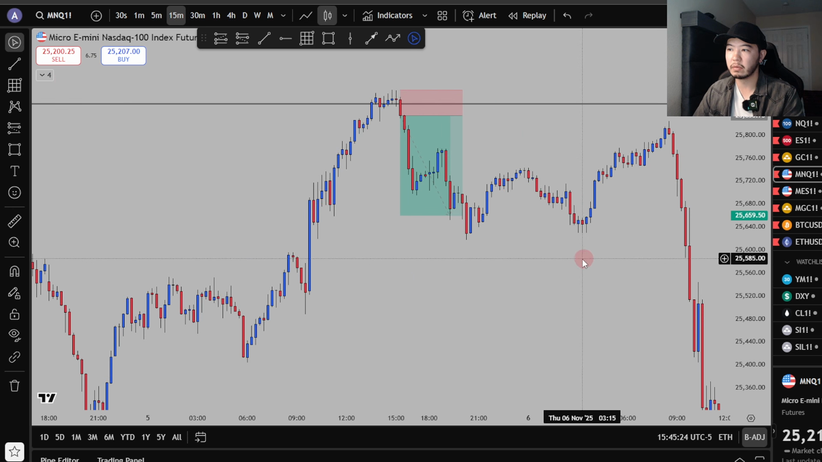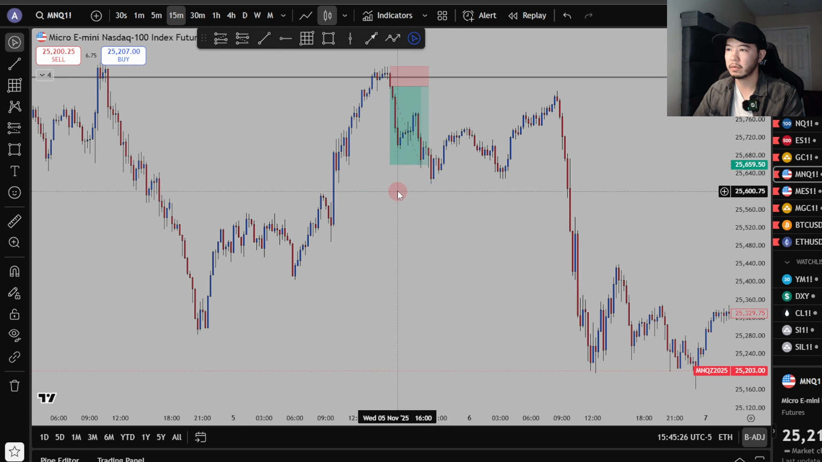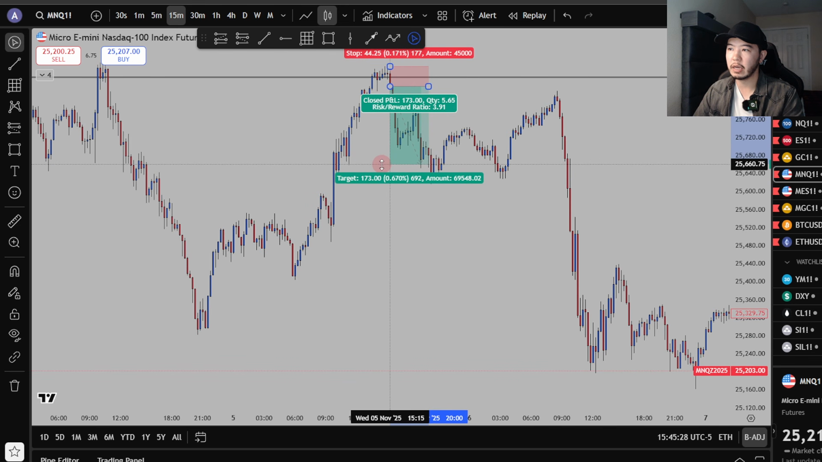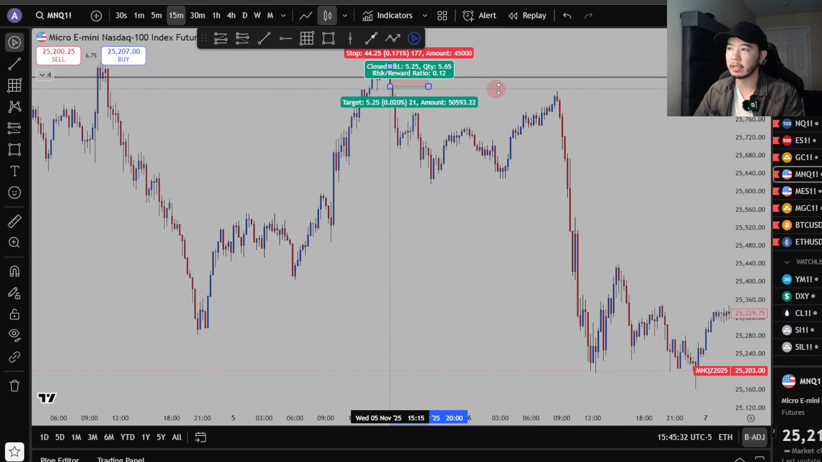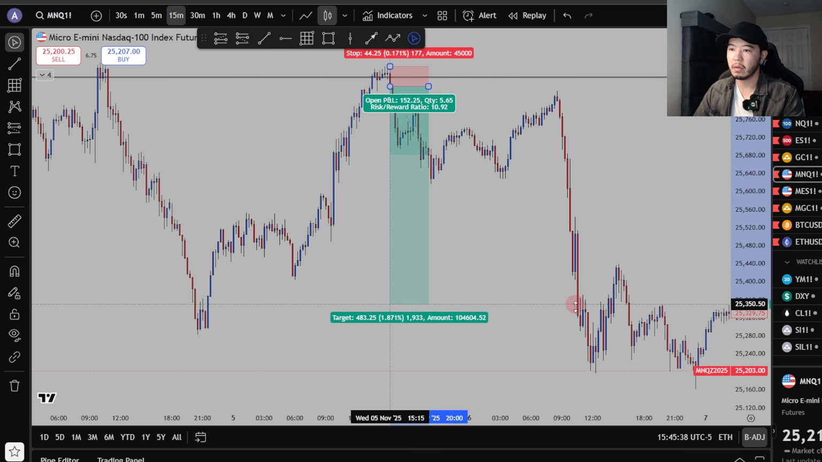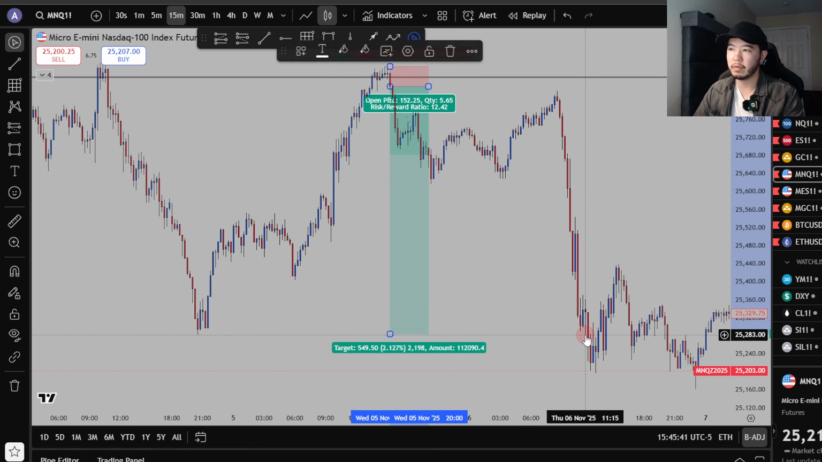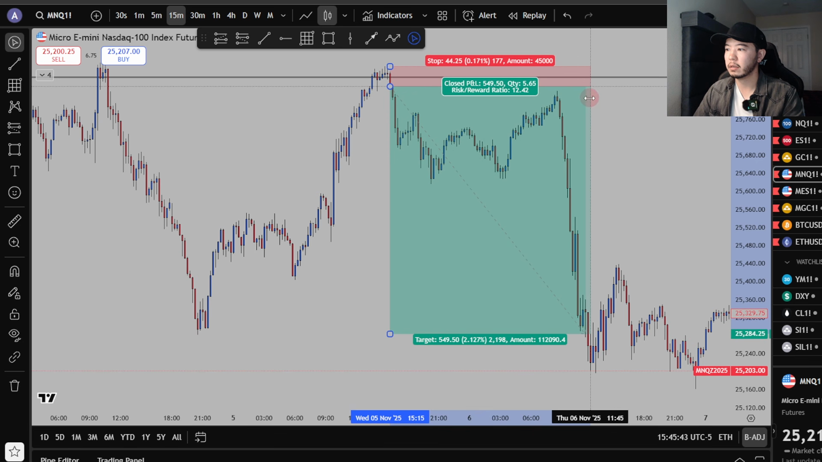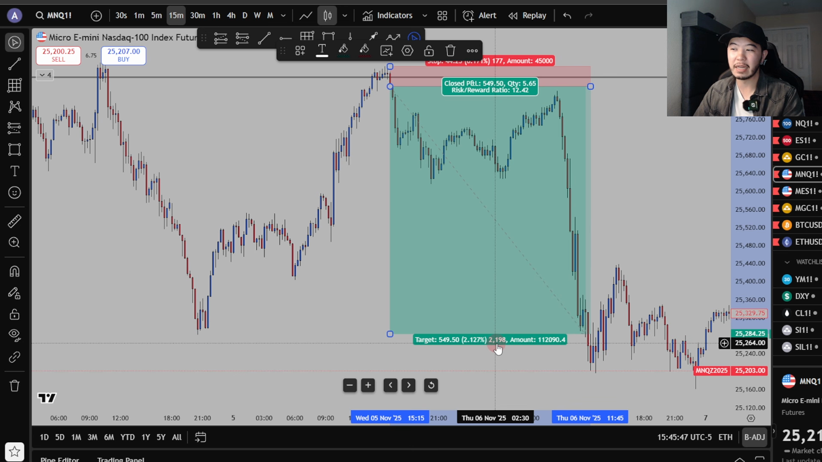Or you can just hold it. You can hold it here until here, take profit, and then keep the rest at break even. See, it never came back to your break even entry. And if you would have held it to here, look at that. That is 2,198 ticks.